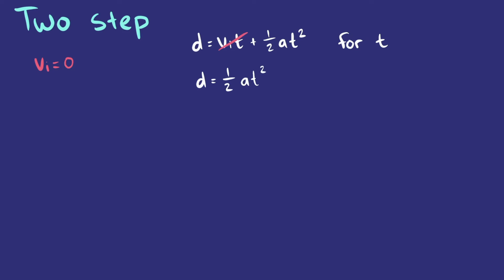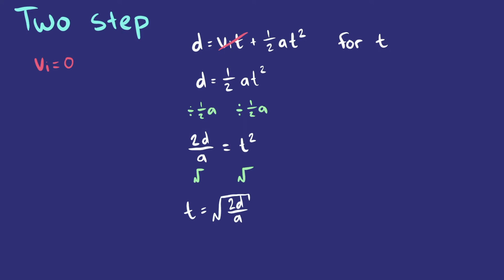Our first step is to divide out the half a, and that gives us d over half a. But as I explained earlier, divide by half is times by 2, so we can instead write 2d over a. To get rid of our square on the t, we square root both sides, and that leaves us with the square root of 2d over a.